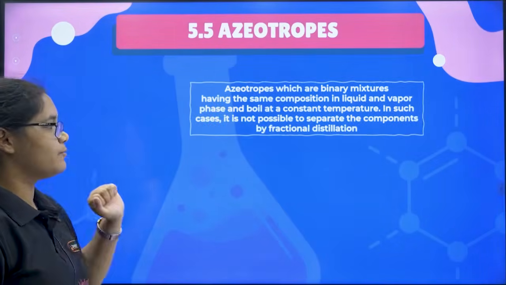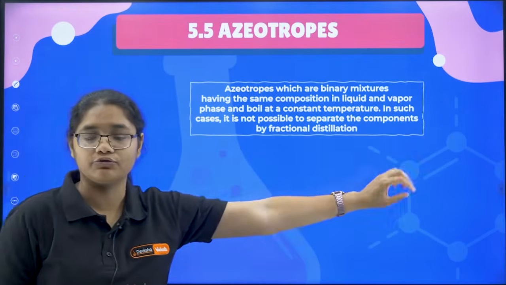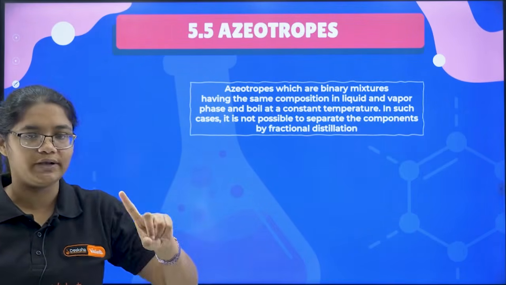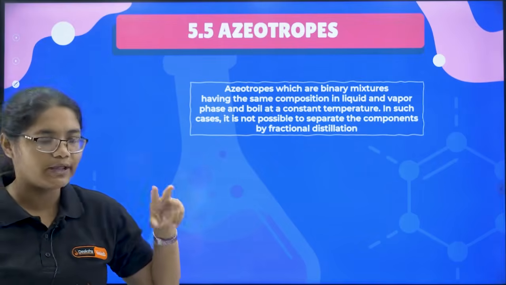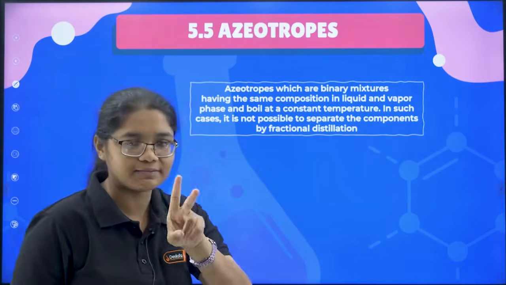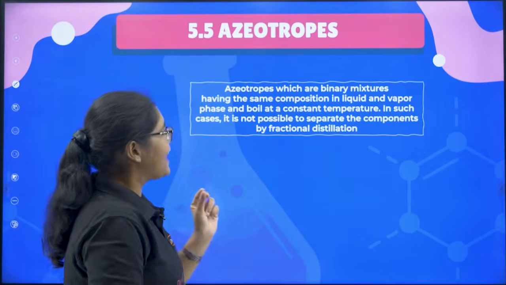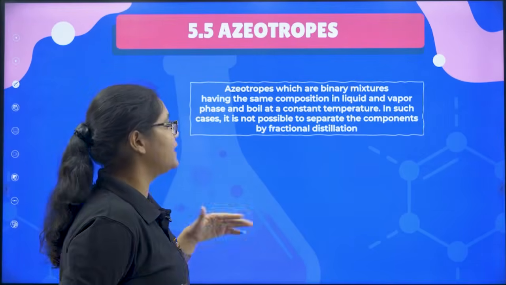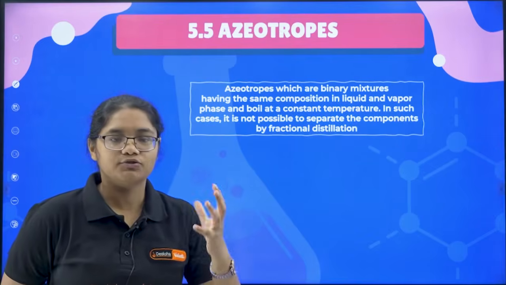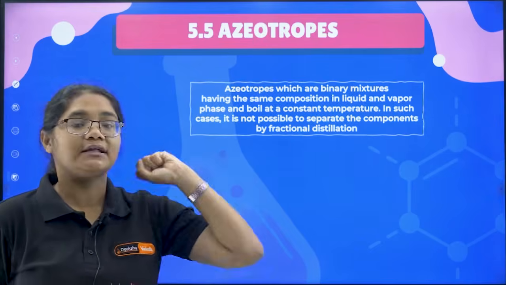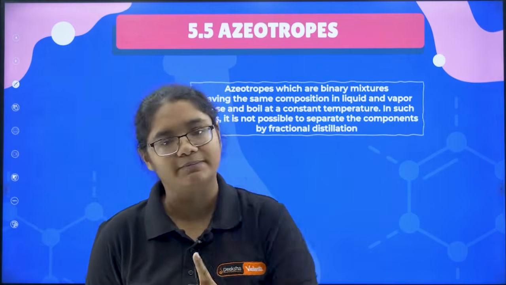Now we will go to the last topic, that is azeotropes, a very interesting topic. So what are azeotropes? There are certain things that you should know. Azeotropes are binary mixtures. Binary means two components should be there. They are mixtures having the same composition in the liquid and the vapor phase. Whatever mole fraction is there in the liquid phase, the same mole fraction will be there in the vapor phase also.